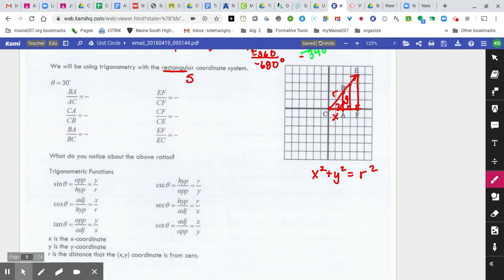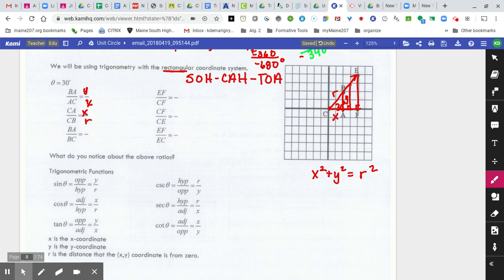that we're using SOH-CAH-TOA. So what we're going to use then is an x over y, a y over x. So my 30-degree angle is going to have a ratio of a y over an x if I were using a BA over a CA. If I were using a CA ratio over a CB ratio, it would be an x over an r.